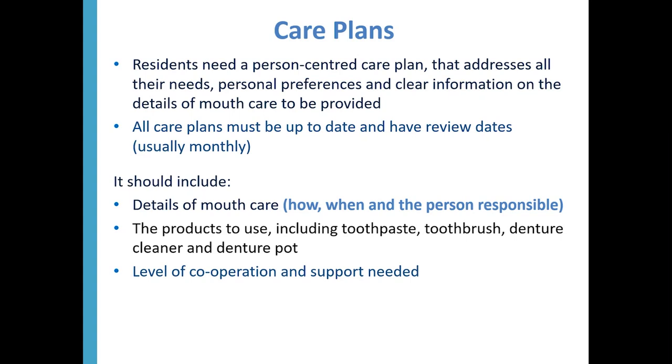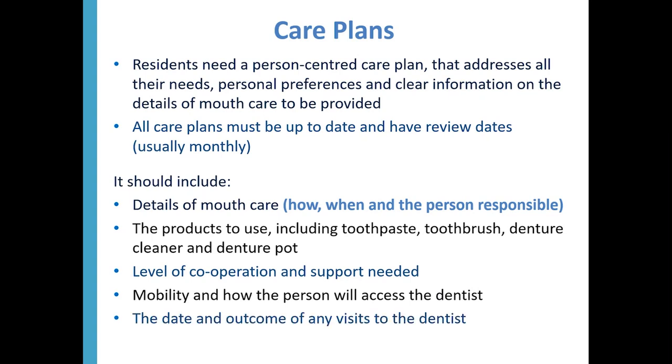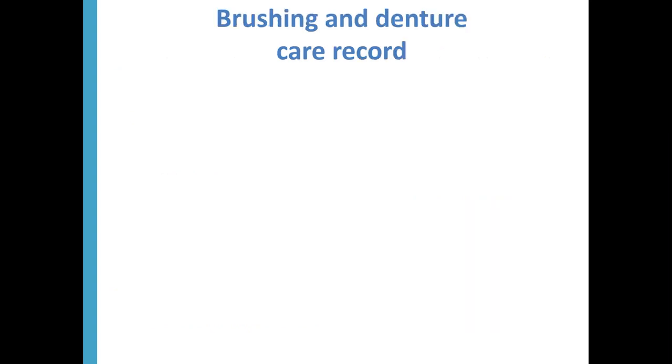The level of cooperation and support needed should also be recorded. Where possible, allow the person to manage their own oral care unless they are unable to do so. Family and friends can be encouraged to assist in the delivery of care where appropriate. Ensure you record details of the resident's mobility and how they will access the dentist. Will they be able to go to the dental clinic, or will they need a home visit? Also, please record the date and outcome of any visits to the dentist. Examples of care plans may be found in the accompanying toolkit.